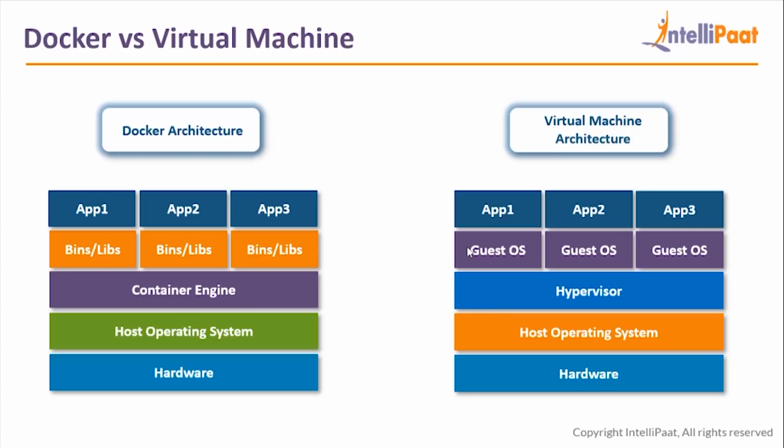And this is where all of the difference is, right? In the case of containers, you just have the bare minimum binaries or libraries present. But in the case of VMs, you have the whole operating system installed on top of the hypervisor. Because you have the whole operating system installed, the size of the VM is quite bigger than what you have in the container, right?